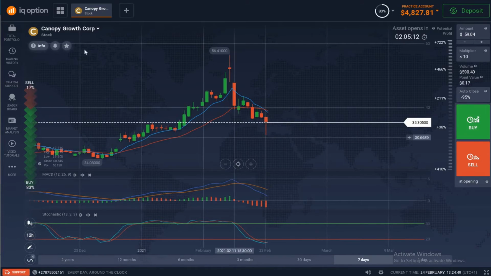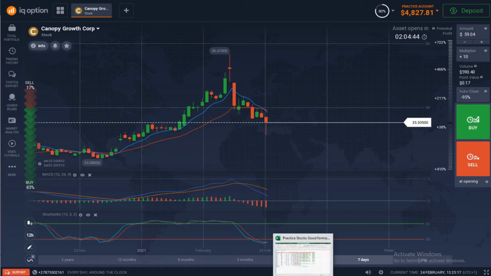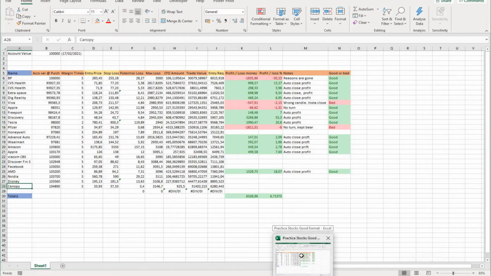So Canopy Growth Corp is at the moment a stock that I am shorting, because look here, the stochastic oscillator is below, it's going to go downwards. The MACD line, look at that, the signal line is below the MACD line. And then right here, the short term crossed below the long term. So it's going to go very much down, hopefully. Because as you can see here, Canopy, that's one that I bought.